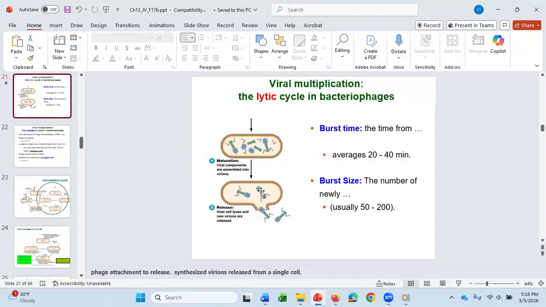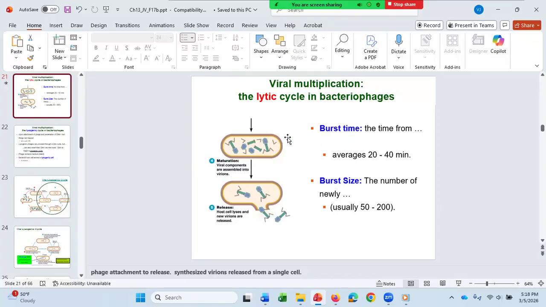All right, two terms that you need to know for the viral lytic life cycle are the burst time. That's the time from initial infection of the host cell by the virus till the time when the cell bursts. This averages 20 to 40 minutes, and obviously it will depend on the species of the virus, as well as the temperature you're growing, I guess we'll call it the virus at.